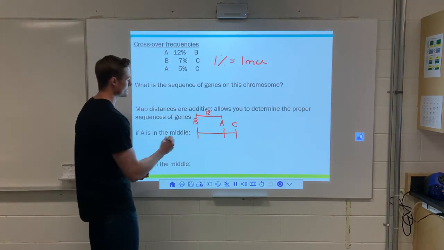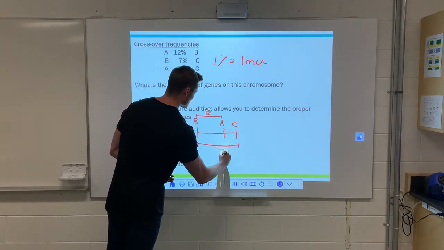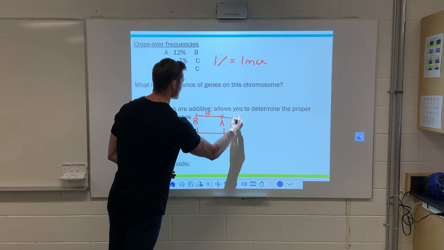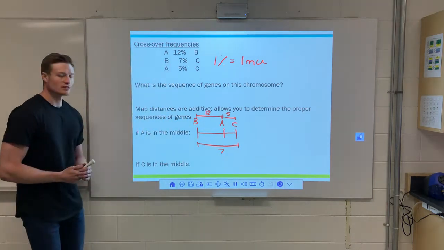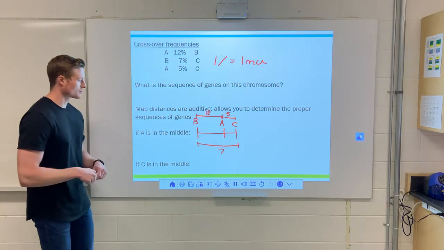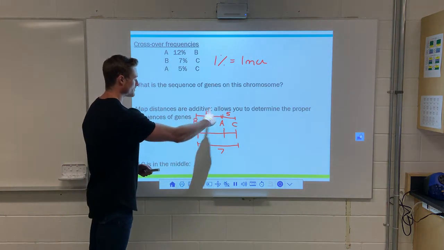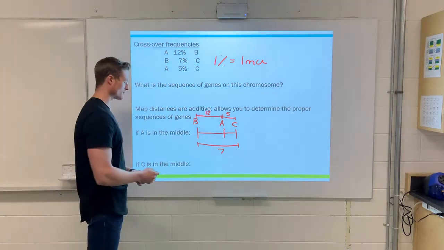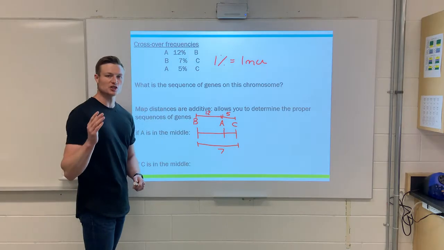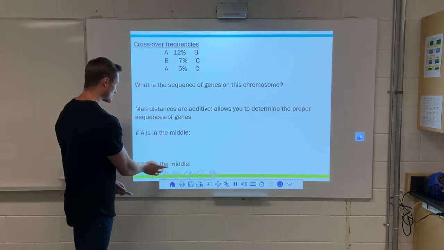B to C is 7%, so 7 map units apart. And then A to C is 5 map units apart. Now here's the thing we need to look at. Do our numbers add up? As you can see, they do not. 12 plus 5 does not equal 7. That means A cannot be in the middle of this chromosome map. So it's a good thing to always check your numbers to make sure that your chromosome map makes sense. That map does not make sense.